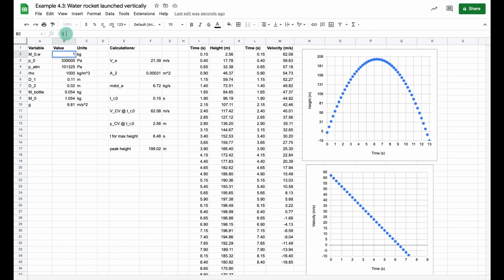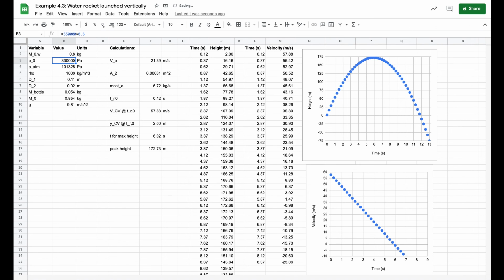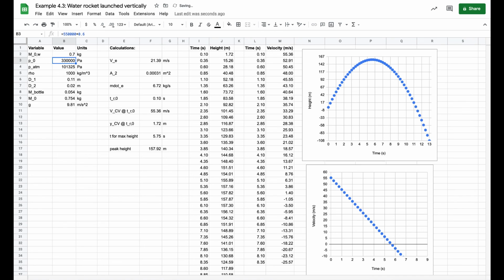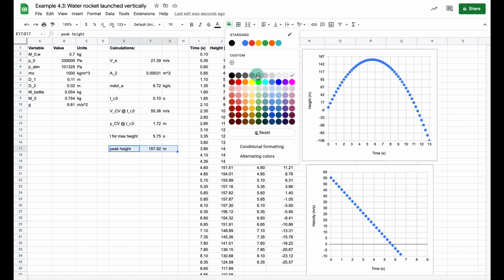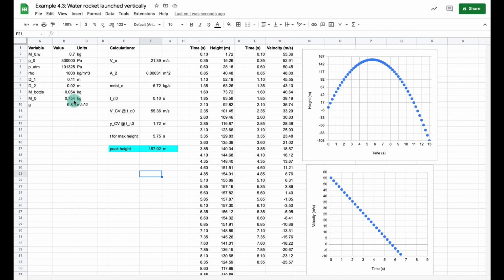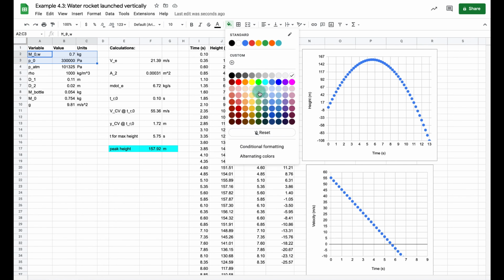And let me try a few things here. So maybe 0.8 kilograms. Oh, I could go even lower than that. I could go maybe to 0.7 kilograms, give me about 157 meters. Now, you see, you can do whatever you want, and it's going to plot it for you. And I can even highlight this peak height value to show you that's the one we're looking for. So I can highlight it with a bright blue there. I can also highlight these two here, to remind ourselves that those are the ones we're changing. Maybe I'll make those a green value here.